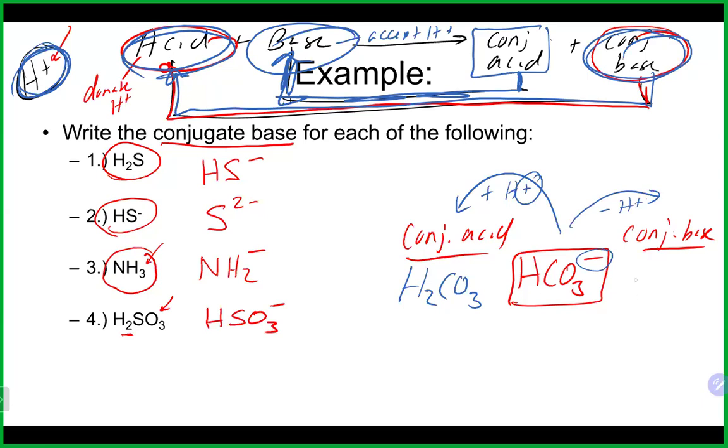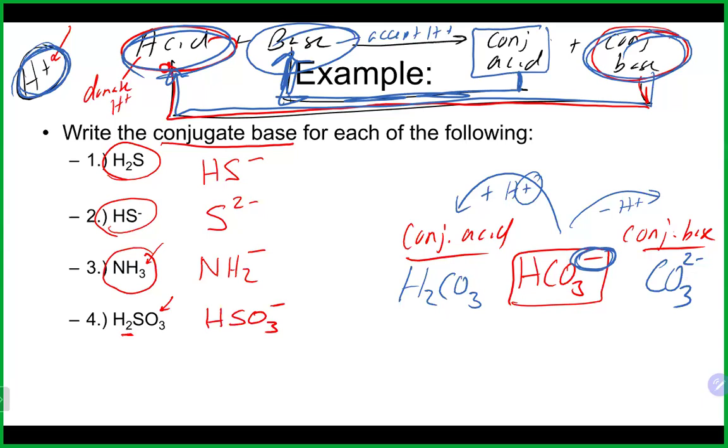And again, when we get rid of that H, we're left with a CO3. And once again, we're starting negative and we lost the positive. So we become one more negative, goes from -1 to -2 and make carbonate in this case. Any questions on that there?